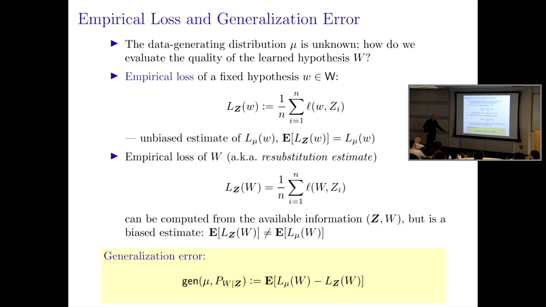Is there a reason why this is like absolute value after the expectation? So it could be negative. It could be negative, yes, or positive. You'll see the reason why.